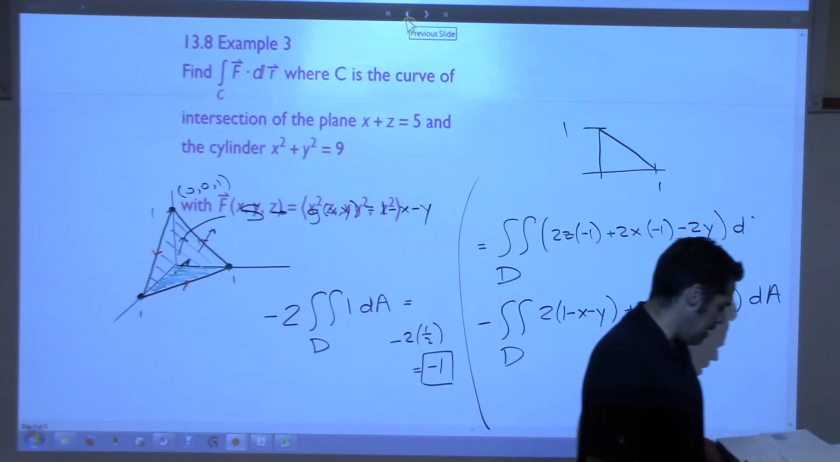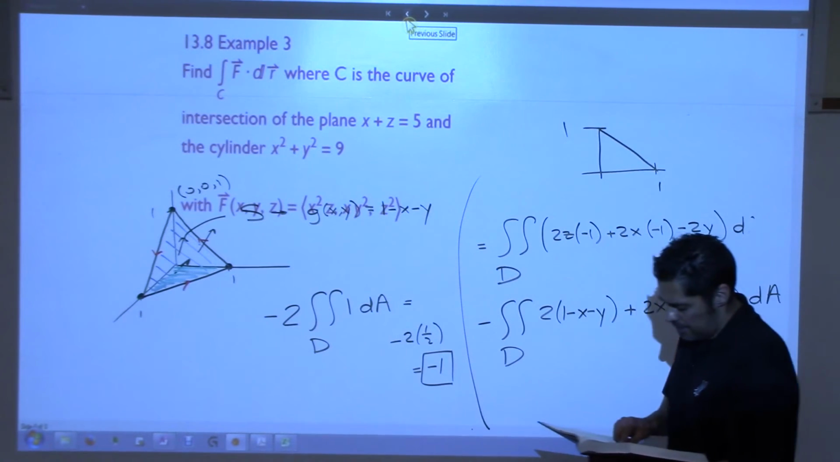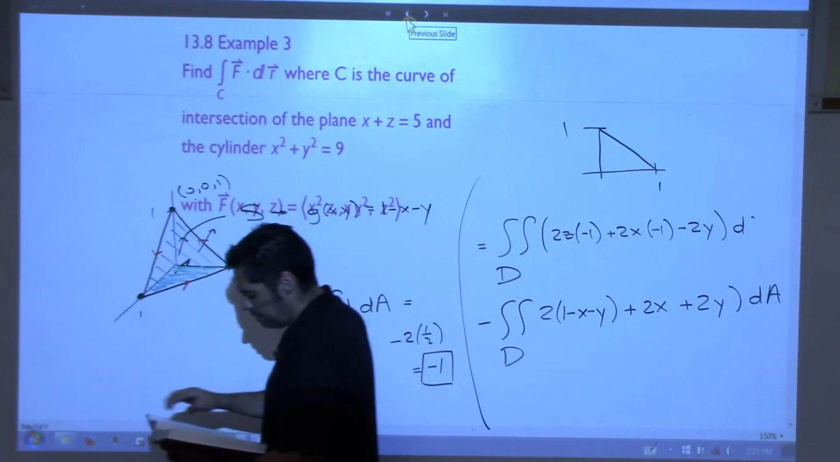you should do like number 3. Maybe 5, 7, hold on. I think 5, 7, and 9 I did. So number 3, 5, 7, 9 is what I have on here. You can also do 11 and 13.